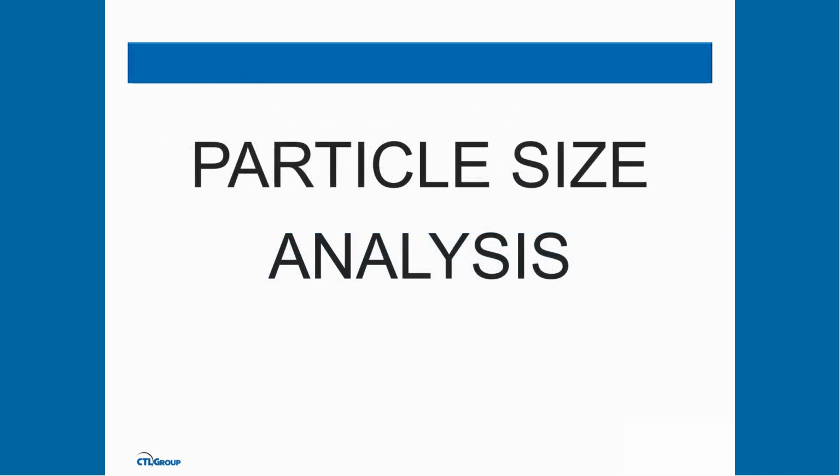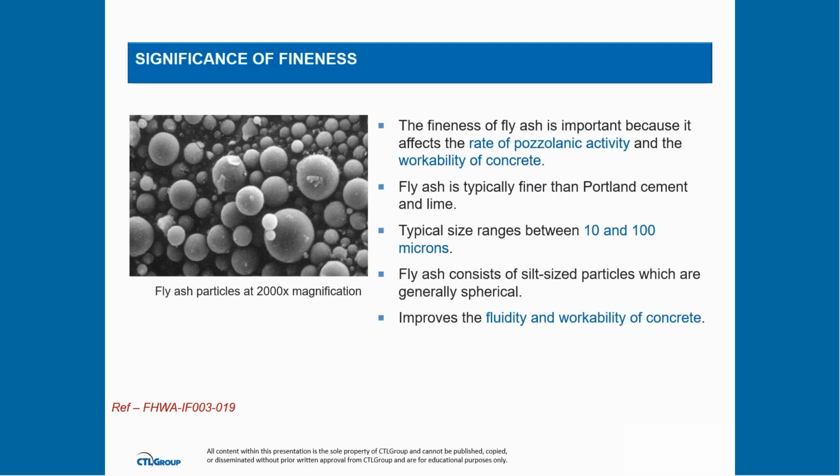So the first property that we will look at more deeply is the particle size analysis. Fly ash is used in concrete primarily for two important reasons. One is its pozzolanic behavior, and the other one is the long-term durability that it brings to the concrete. The rate of pozzolanic activity is affected by the fineness of the fly ash, and in turn it affects the workability of the concrete. So it is very important to have the right fineness that you want for fly ash.